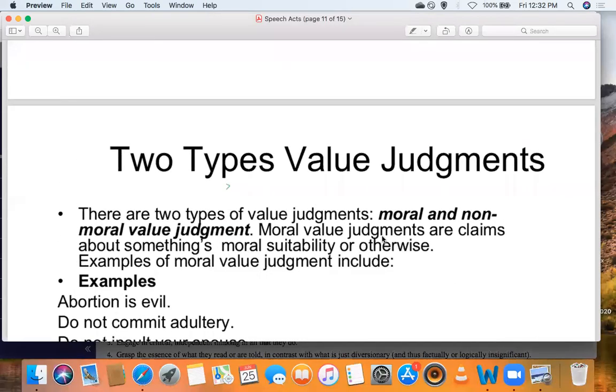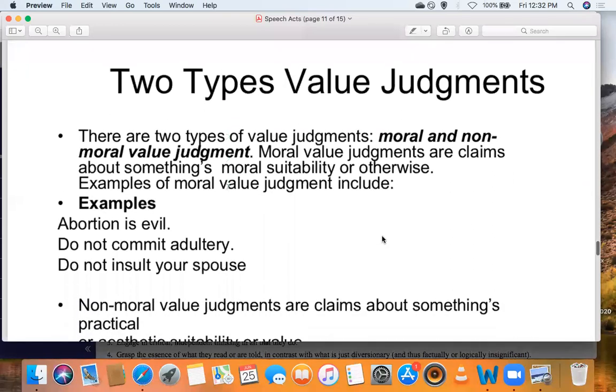Now let's look at two types of value judgments. You have the moral and the non-moral value judgments. Now the moral value judgments are claims about something's moral suitability or otherwise.